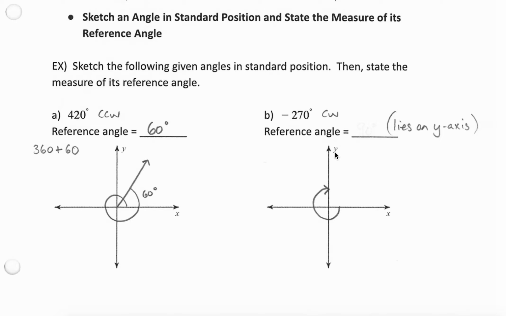So we can't state a reference angle, although you could think it's 90 degrees, but the definition of a reference angle is that it's an acute measure, so it's got to be less than 90. So we often don't call 90-degree angles reference angles. We could just say that it lies on the y-axis. So again, going clockwise, 270, ending up on the y-axis.